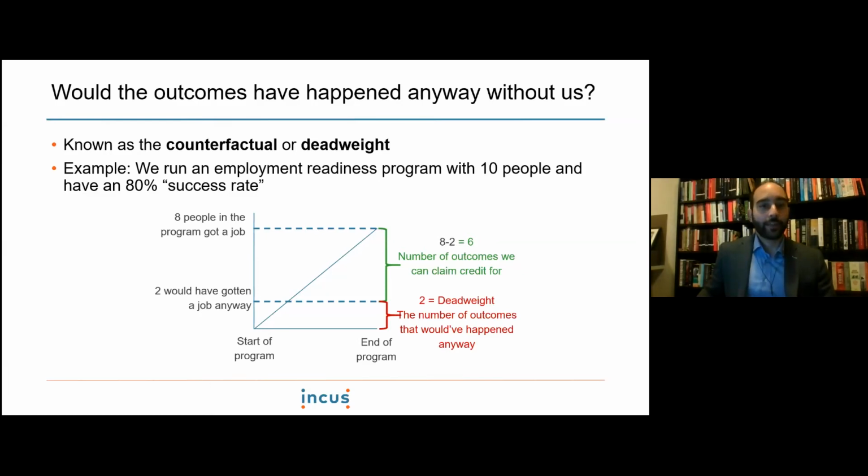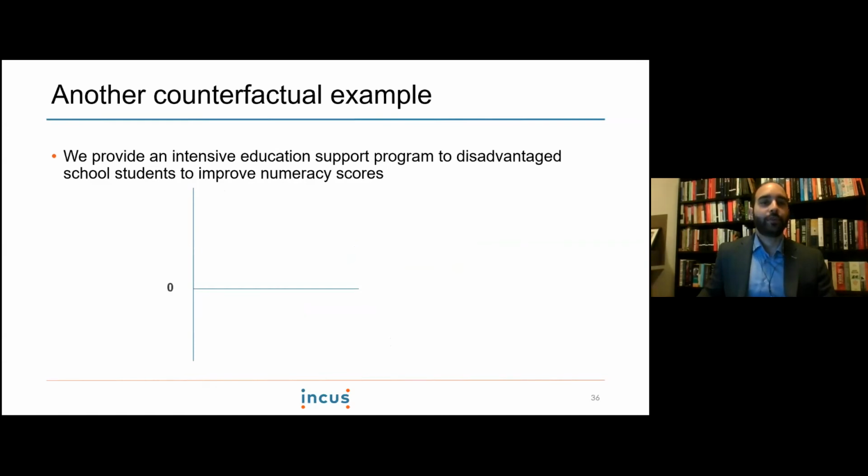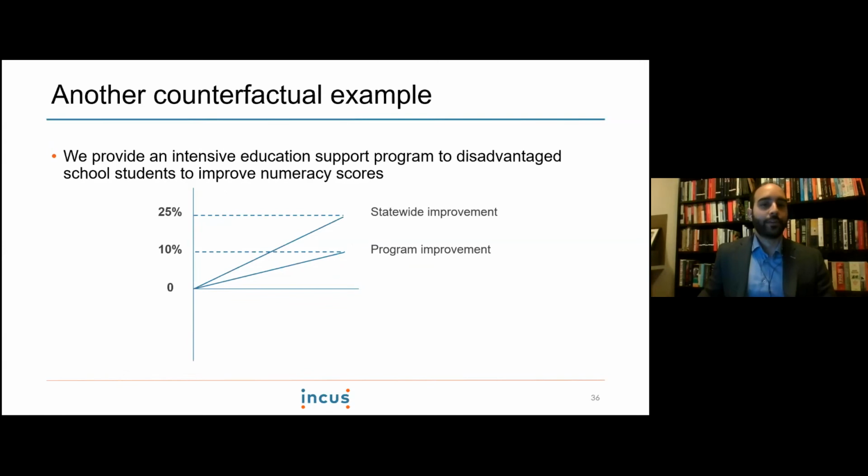This works the other way around. So, and this is quite common in education support programs, if we have an intensive education support program for disadvantaged school students to, say, improve numeracy scores, and we measure them at the start and at the end, we find there's been a 10% improvement in numeracy scores. We then look at the statewide improvement over the same period and we think, oh, well, there's been a 25% improvement. Our program doesn't look so good anymore.